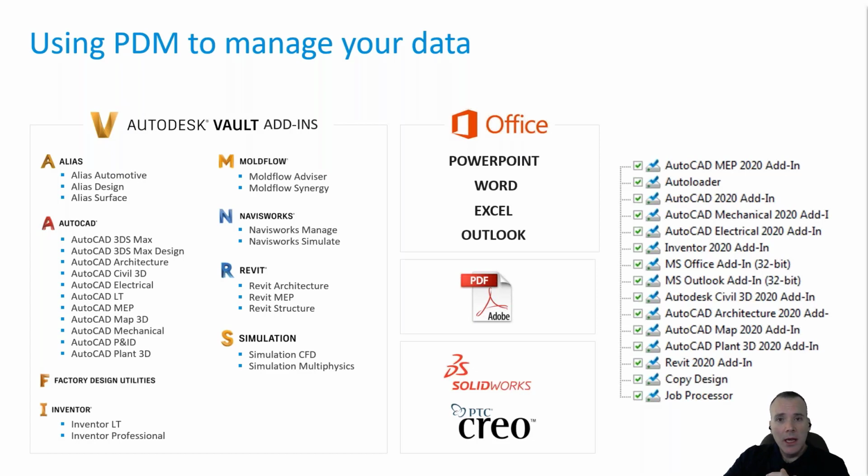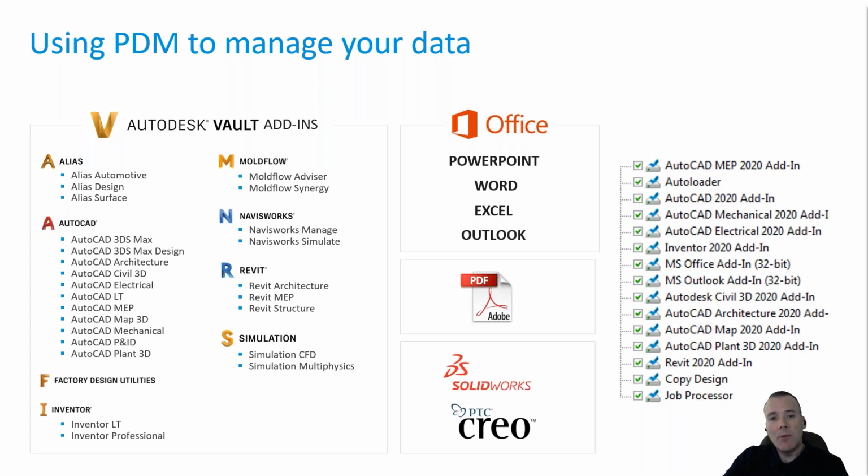And at this point, there are dedicated add-ins for Alias and most of the AutoCAD verticals. It does some great things with factory design utilities. If you use the factory design tools in Inventor, and you're not using Vault Professional to manage some of that information, you should really take a look at that. It's some really neat stuff there. Obviously, it does a fantastic job managing Inventor data. It's got integrations with Moldflow and Navisworks and Revit and our simulation products.